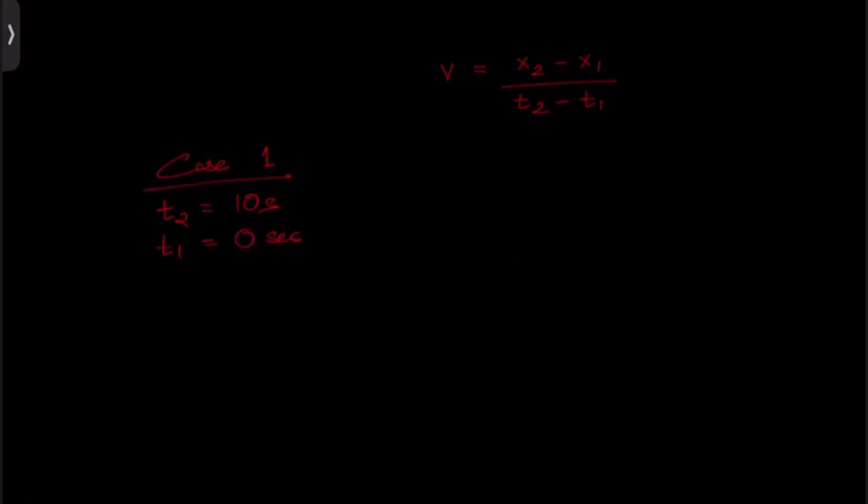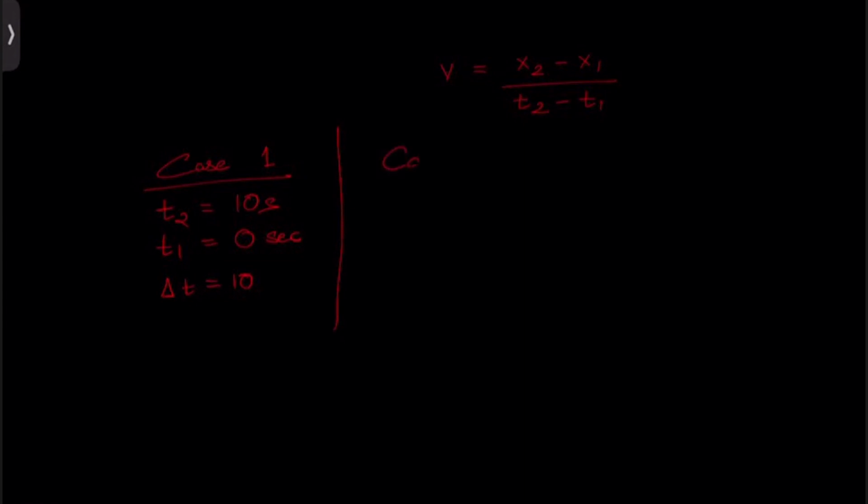What is basically velocity? Velocity is nothing but equal to x2 minus x1 upon t2 minus t1. Right? Let us take the first case scenario. Let us take case 1, in which we are taking the value of t2 as, let's say, 10 seconds, and t1 is equal to 0 seconds. If this is the case, delta t becomes 10 seconds.